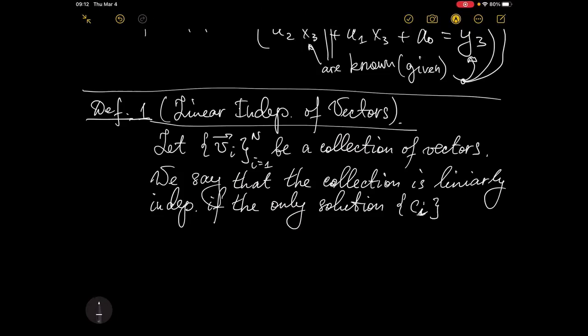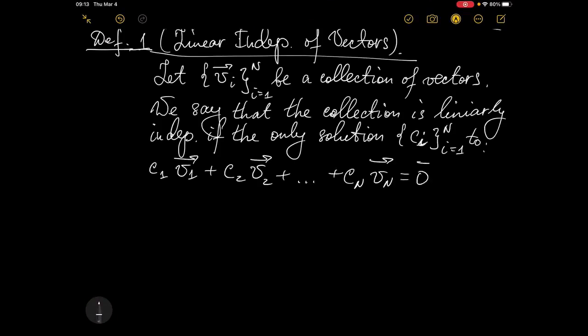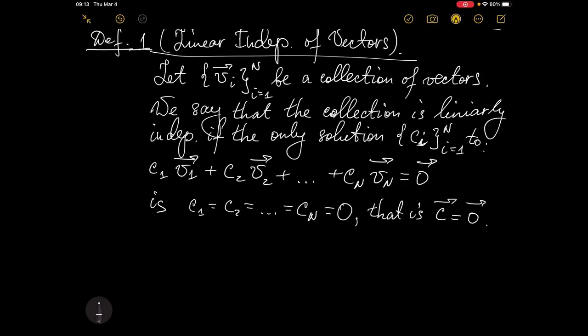c_i, i goes from 1 to n, to a linear combination like that equal to the 0 vector is the following: the only solution is c1 equals c2 equals, and so on, equals cn equals 0. That is, vector c is the 0 vector.